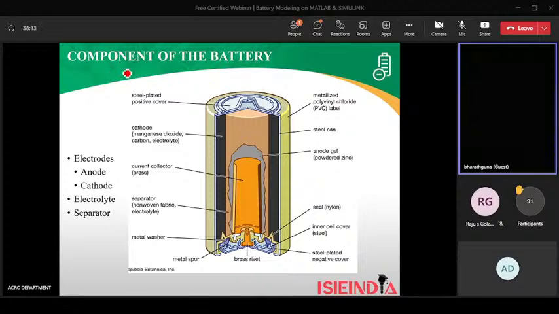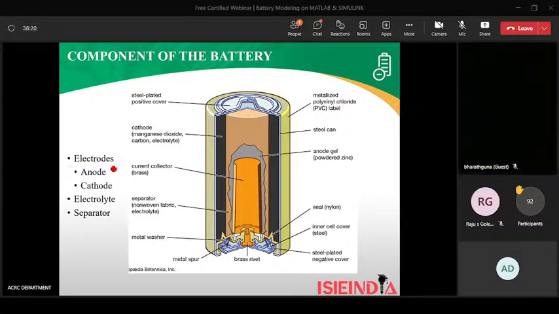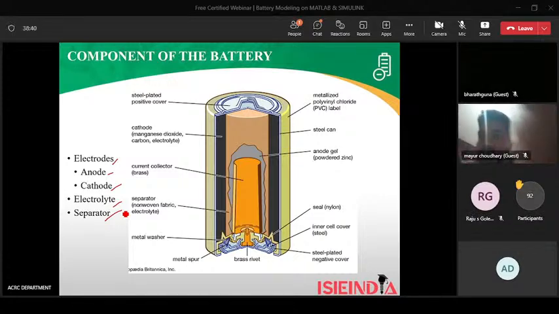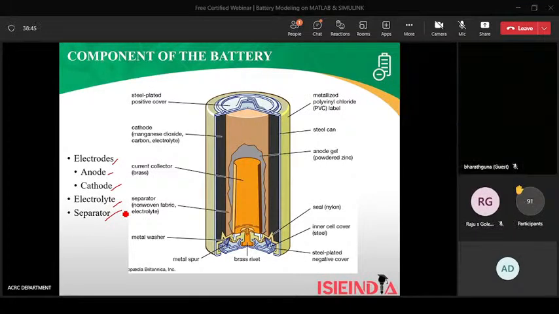So now I will be talking about the different components of the battery. From this diagram we can see the electrodes. Electrodes are the anodes and the cathodes only, and this is the electrolyte and the separators. In the different chemistries of the battery, the anode and cathodes are made up of different elements, and the separators are used to separate the electrolytes and the anodes and the cathode in the battery.